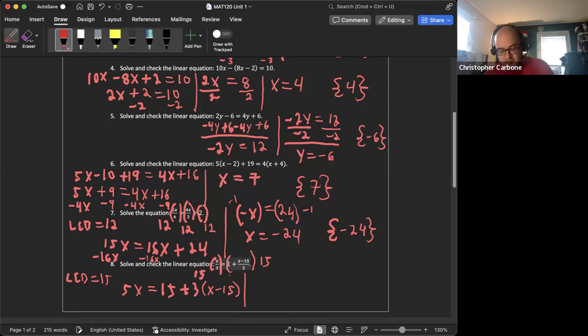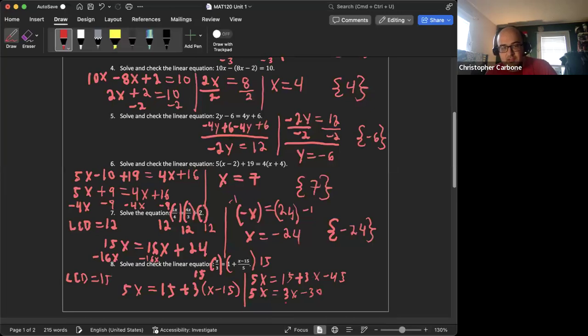Distributing the 3 to the x minus 15, this makes 5x is equal to 15 plus 3x minus 45. The 15 and negative 45 combine to make negative 30. So 5x is equal to 3x minus 30.